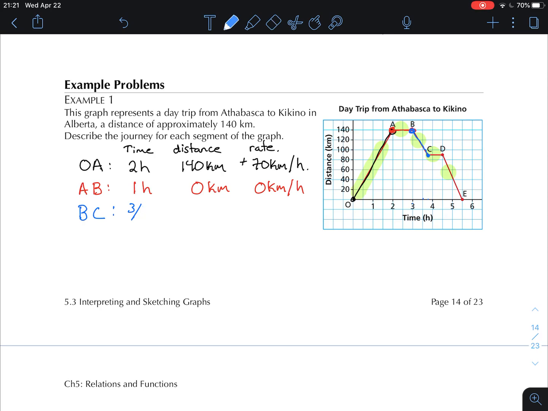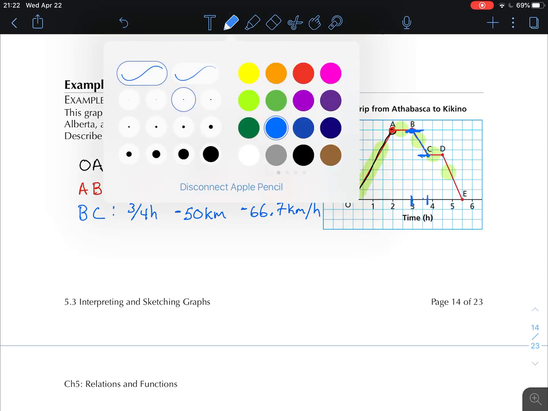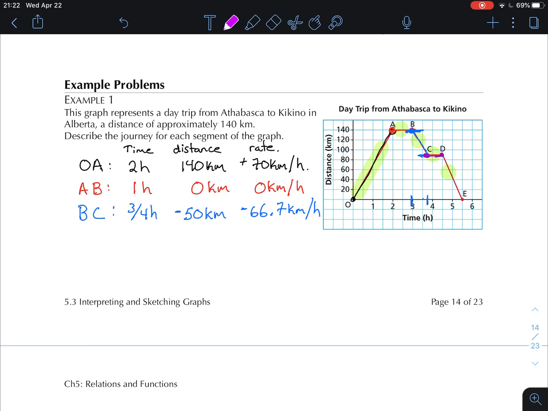It takes 3/4 of an hour. Let me just write that properly. 3/4 of an hour. So it's from here to here. And they drove from 140 down to 90, so 50 kilometers. Now, we should be able to figure that out as a rate. We do 50 divided by 0.75 gives us a rate of 66.7 kilometers per hour. Now, they're going back home, so this is going to be a negative rate. We could also consider the distance to be a negative distance because they went from far away to closer.